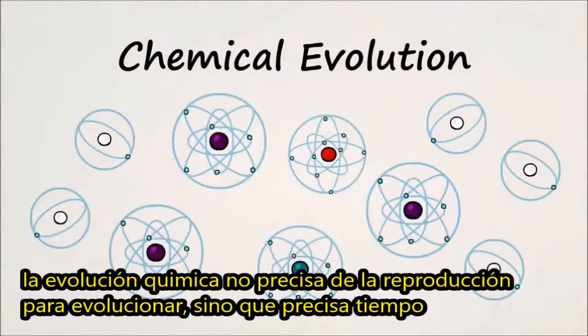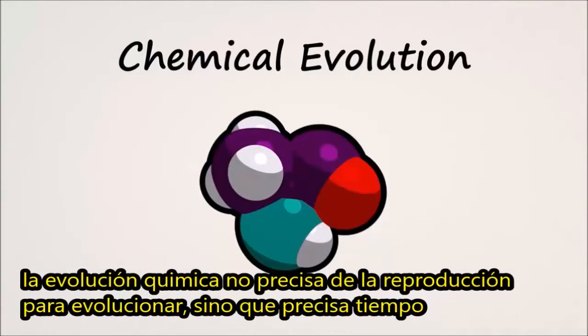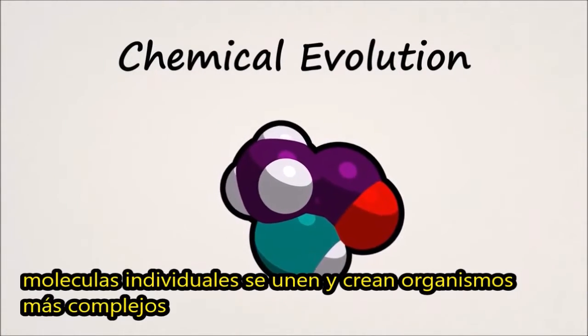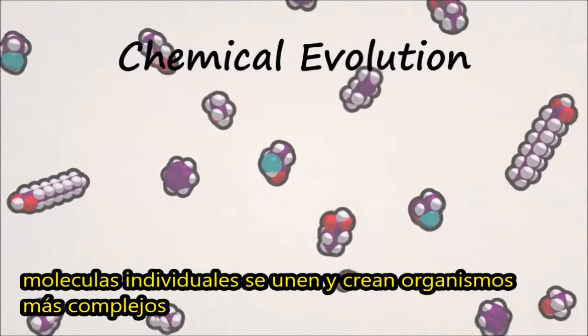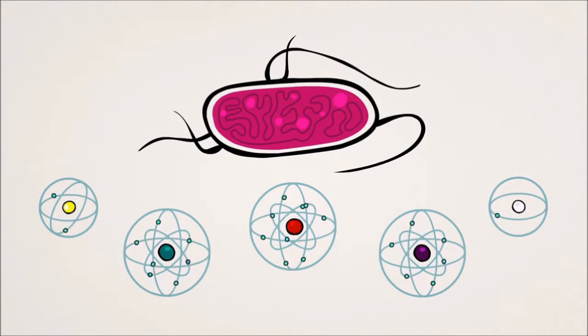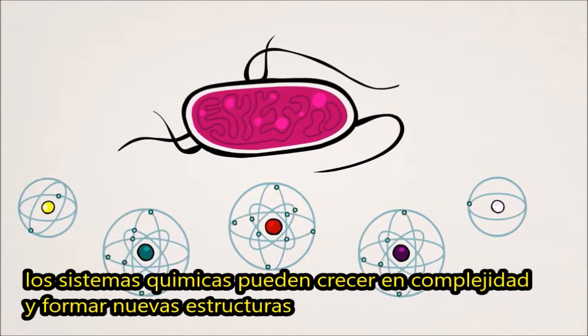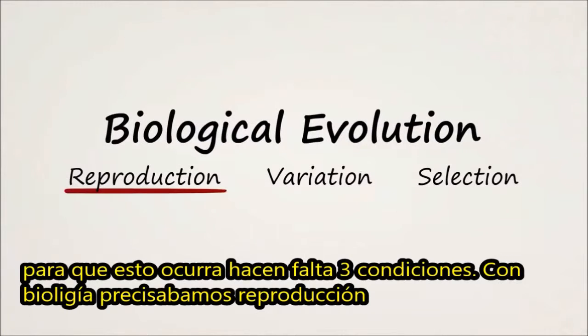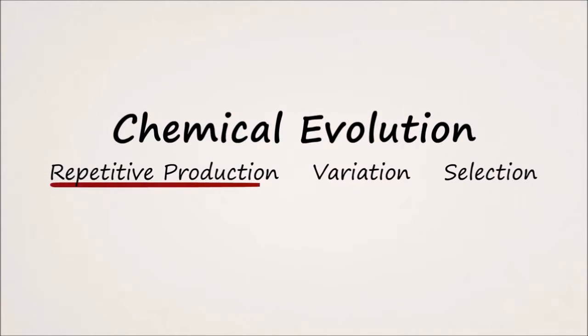Chemical evolution refers to changes in things that need not be capable of reproduction. Examples could be individual molecules or entire chemical systems. A chemical system is a group of molecules that interact with each other. There must be situations in which chemical systems can grow in complexity, form new structures, and gain new functions. In order for this to happen, reproduction, which is needed in biological evolution, can be replaced with a much simpler process: repetitive production.